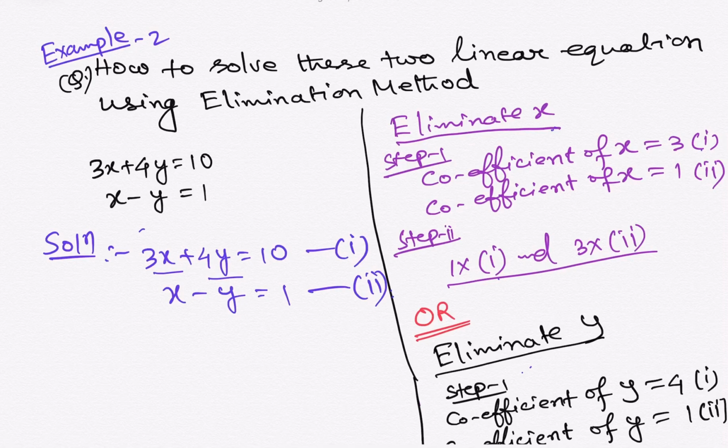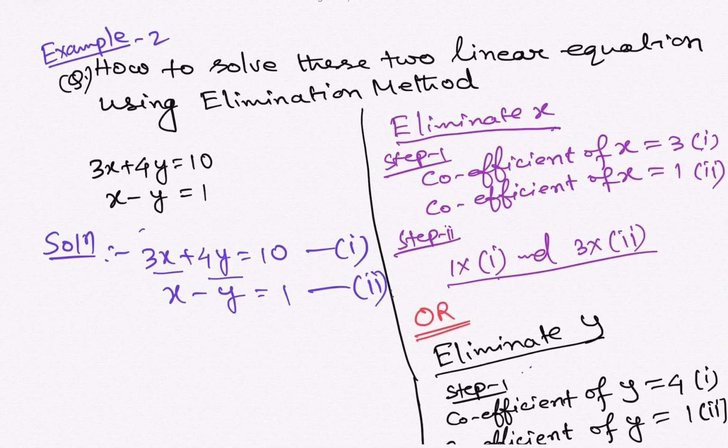Today I'll solve two linear equations using the elimination method. The first equation is 3x plus 4y equals 10 and the second equation is x minus y equals 1. When you solve these two linear equations using the elimination method, the first step is to eliminate any one of the variables from both equations. These are the elimination method rules.